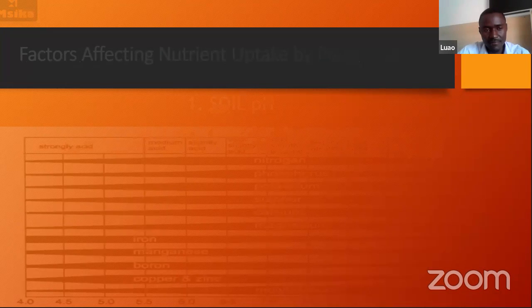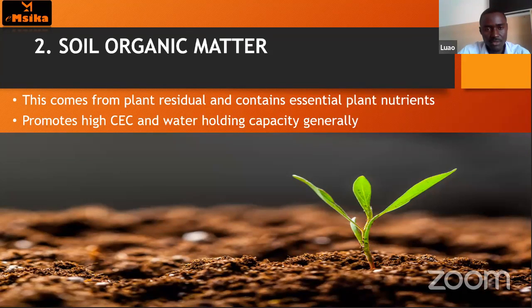So how does organic matter affect nutrition uptake? Organic matter comes from plant residues, and these contain essential plant nutrients. So it's very important to know that when you're doing your land preparation, you don't have to start burning the crop residues. For example, if last year you grew soybeans or maize, and you're repeating maize in the same field, the NPK is going to remain in the plant residue.